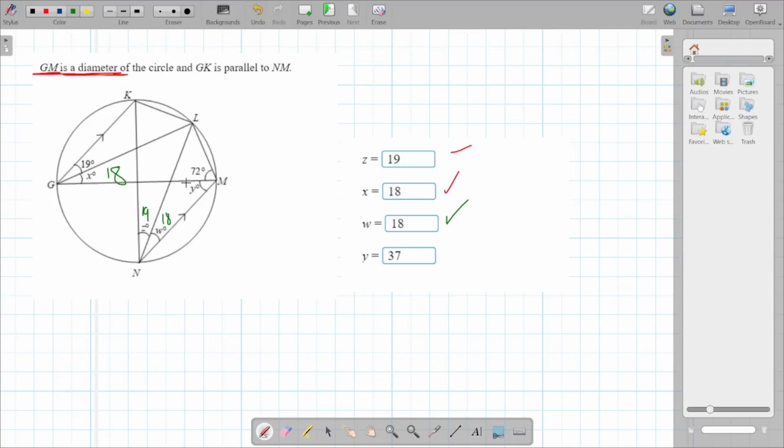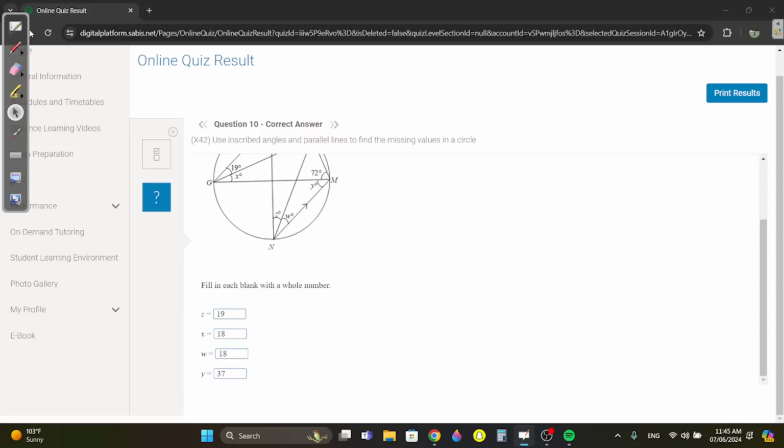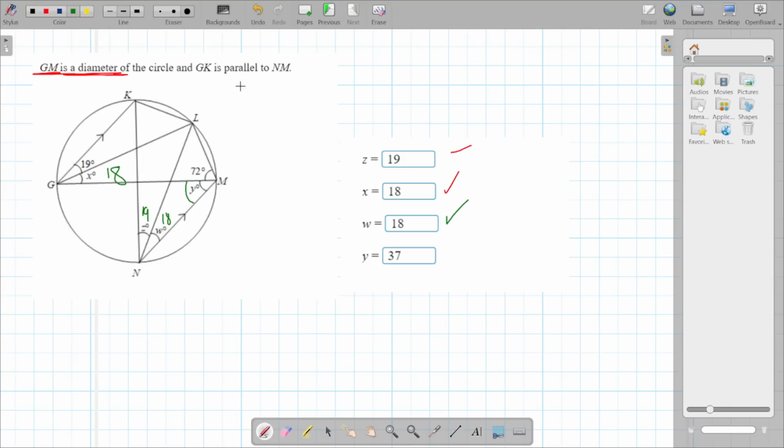They want angle Y. Y inscribes this. Well, how am I gonna find Y? Wait, let me see. After looking in the question, I see GK is parallel to NM. I didn't really realize that at the start. So this over here is parallel to this one over here. What do we know about two parallel lines? We know that the transversal cuts them. This is the transversal. I'll use red because red stands out a bit more. So these two are cut by this transversal over here.